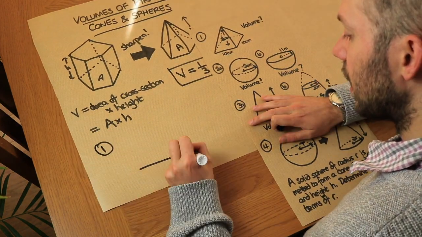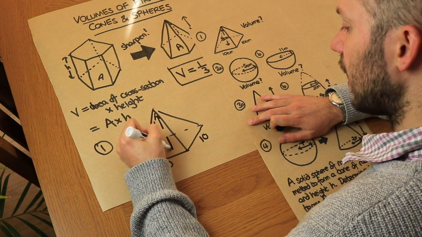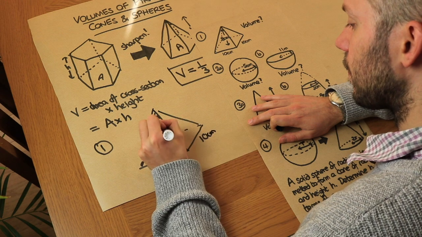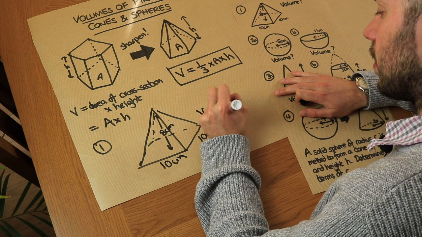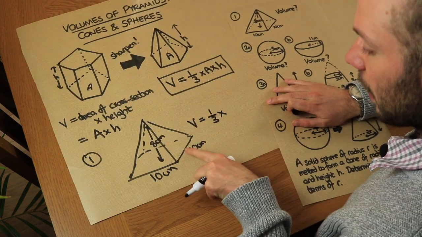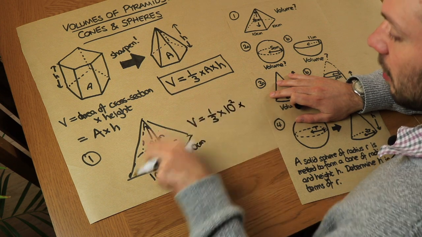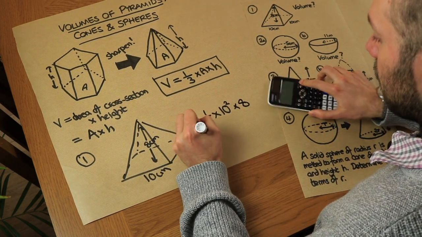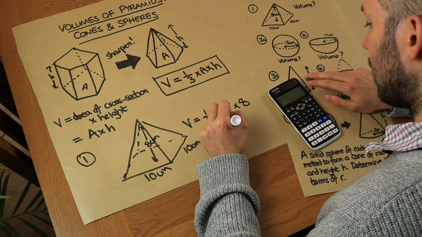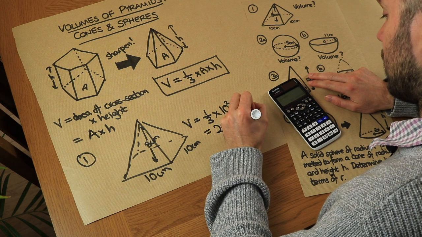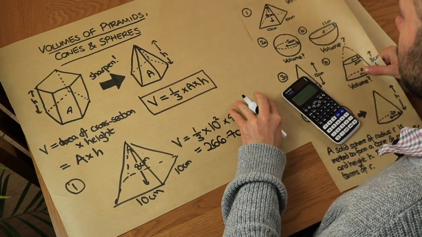We've got this pyramid here with a square base and the height is 8, and these are all in centimetres. Now the volume would just be a third times the area of the base, which in this case is a square, so it would just be 10 times 10, times by the height of 8. And if you put that into a calculator, you get 266.7 centimetres cubed. It's centimetres cubed because we have a volume.